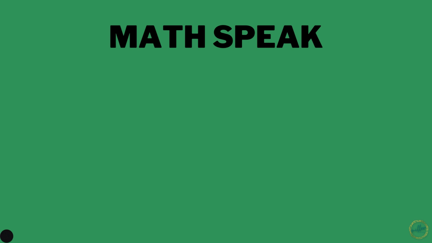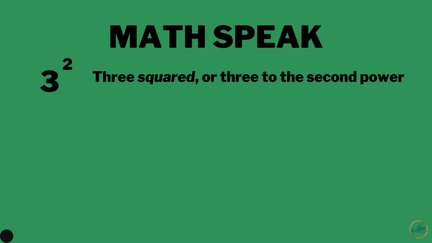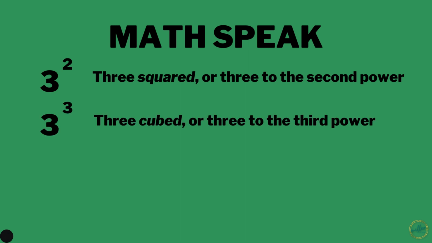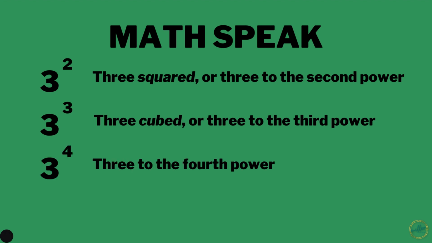We have a special way of saying some of the exponents, but others are pretty simple. 3 with an exponent of 2 can be said as 3 squared, or 3 to the second power. Then we have, with an exponent of 3, 3 cubed, or 3 to the third power. Then we have 3 with an exponent of 4. This will just be said as 3 to the fourth power. And 3 with an exponent of 5 will just be said as 3 to the fifth power, and so on.